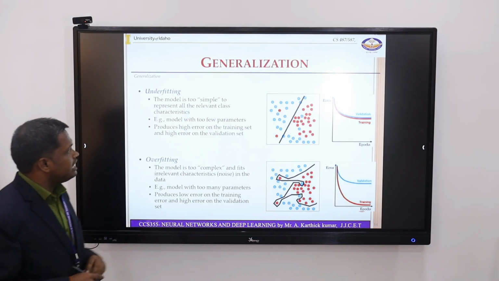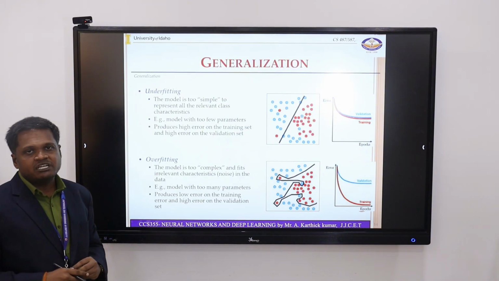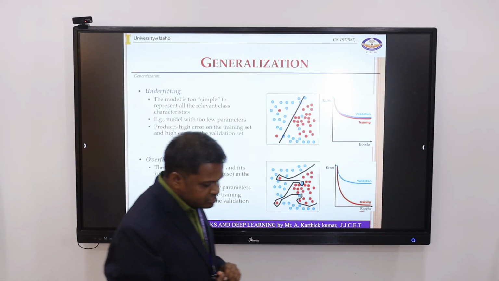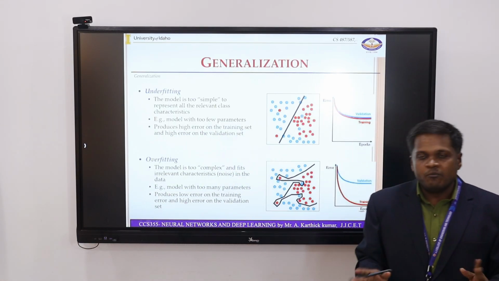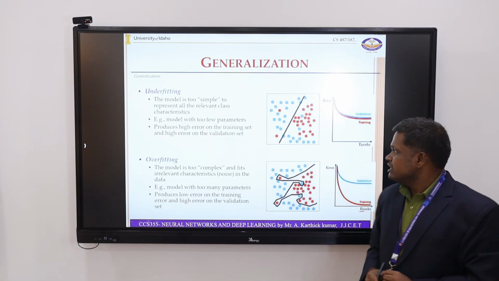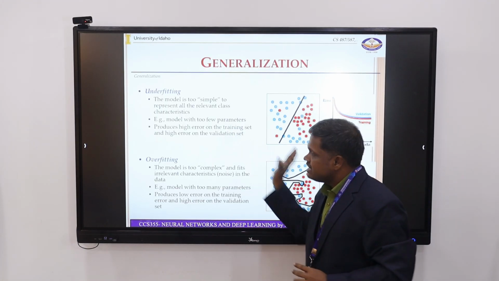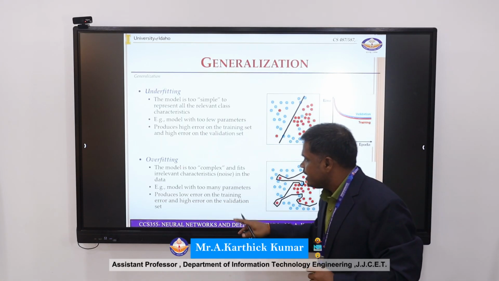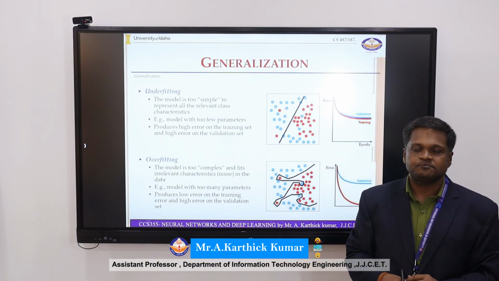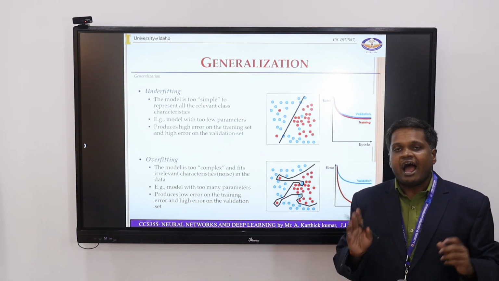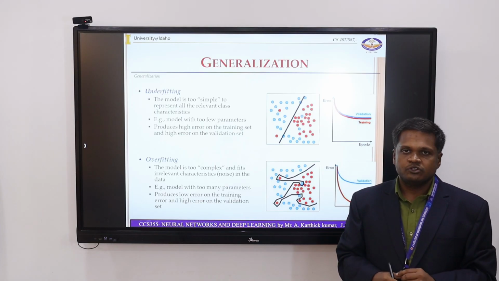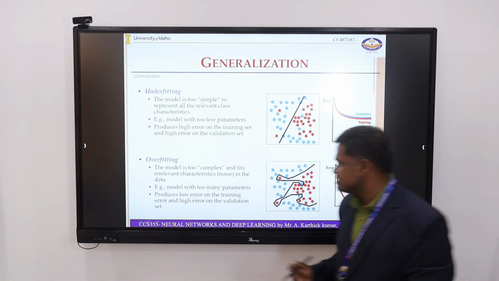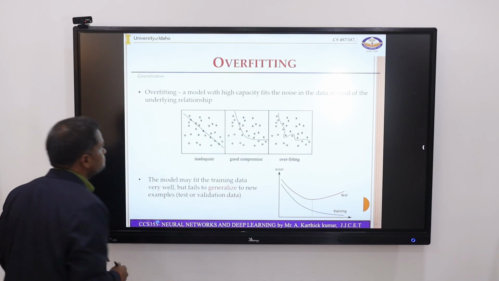So what is meant by generalization? There are two types: the first one is underfitting, the second one is overfitting. What is meant by underfitting and overfitting? Some models may have high error in training and testing, and some models may have low training error but perform with high errors. That is the difference between underfitting and overfitting. So we have to regularize this problem, and that's why we have the concept called regularization.